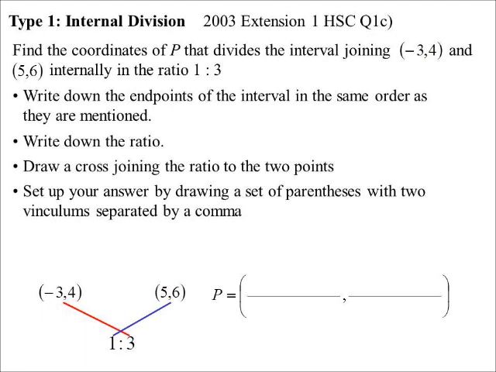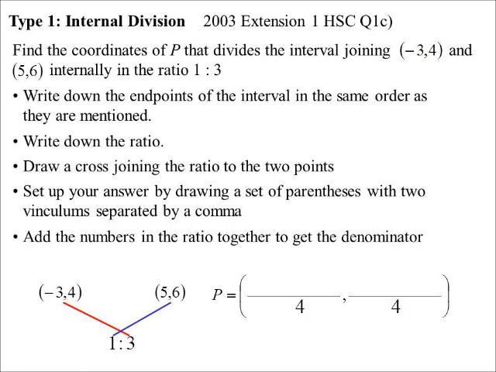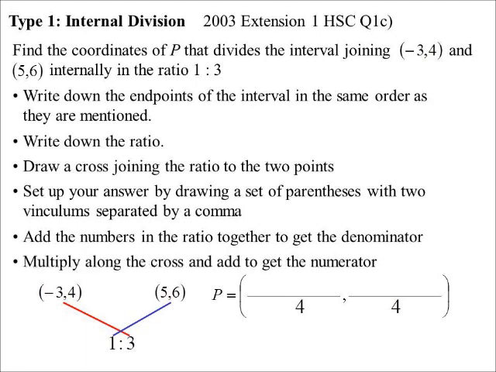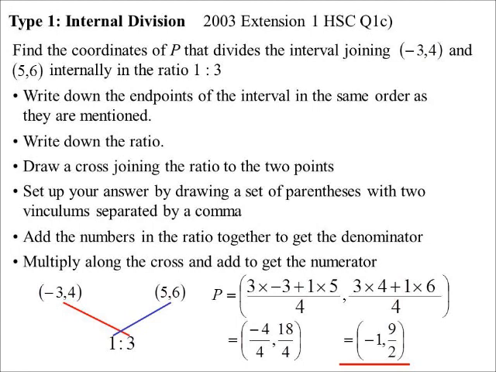Ready for my answer. Now, on the bottom of the fraction, I add the 2 numbers together in the ratio. 3 and 1 is 4. So that goes on the bottom of the fraction. And on the top, I just multiply along the crosses. And I use the x values to get the x value and the y values to get the y value. So multiply across. To get the x value, it would be 3 times minus 3 and 5 times 1. To get the y value, 3 times 4, 1 times 6. And there's my answer, but that simplifies down to be minus 1, 9 on 2.